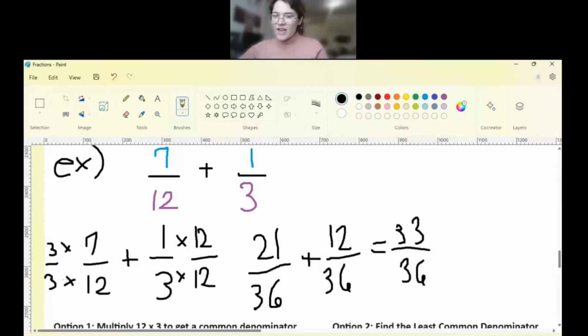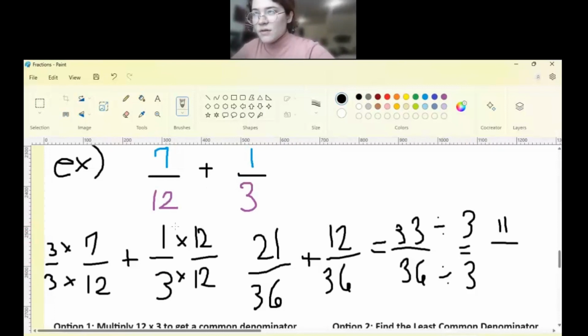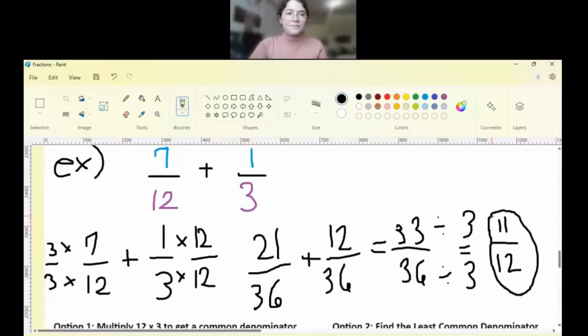Now this is a pretty big number, so we can see that we can simplify here. We can divide by a number that can go into both, 3. So let's divide by 3 on the top and bottom. We have 11 out of 12. So this would be our answer for this problem. 11/12.